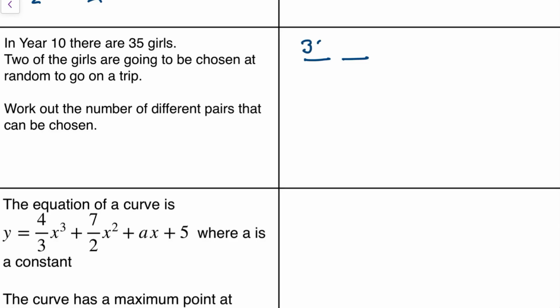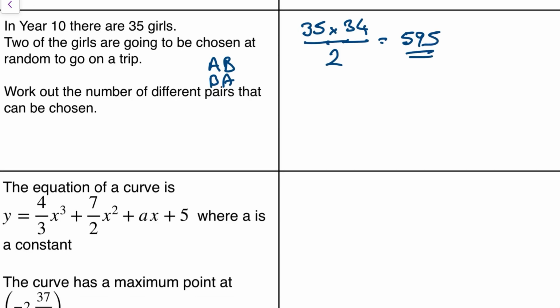There are 35 ways of choosing the first girl. There are then 34 ways of choosing the second girl. So I'm going to multiply these together. However, then I'm going to divide by 2. And that is because if I choose, let's say, girl A and girl B, that is the same as choosing girl B and girl A. So I need to halve the number of pairs, and that gives me 595 pairs.